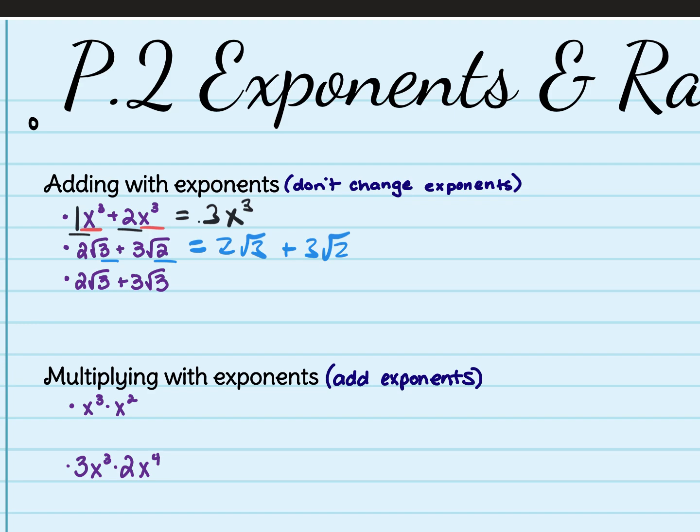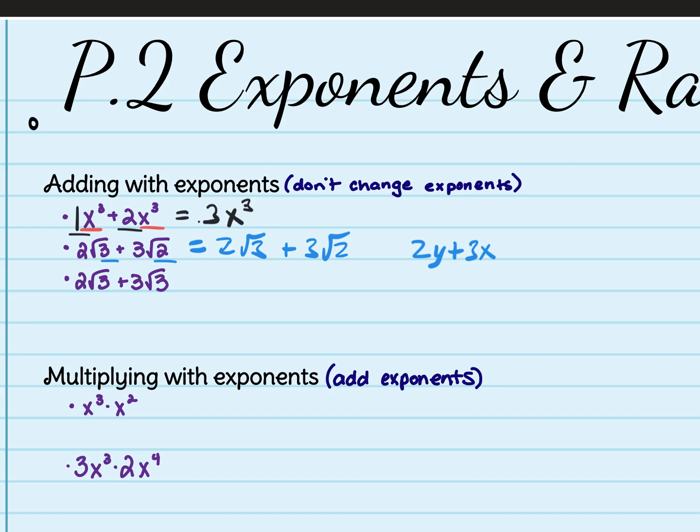And now if this is confusing for you, think of it like variables. Can you add 2y plus 3x, for example? You can't, because the variables are different. Same way with square roots. If I have a different square root, then you can't add them, you just leave it alone.